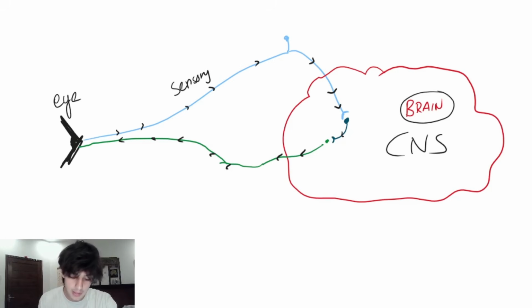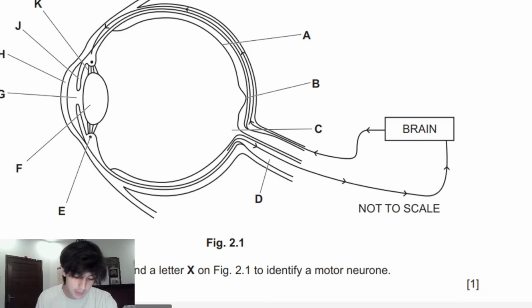The brain is going to relay this information through the relay neuron into the motor neuron, and the motor neuron is responsible for output. So we would see that the neuron that is actually heading back into the eye should be the motor neuron. So over here we can see that this portion over here, this is going to be the motor neuron since it's heading back into the eye.